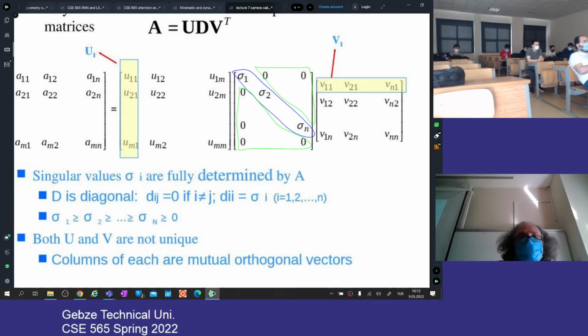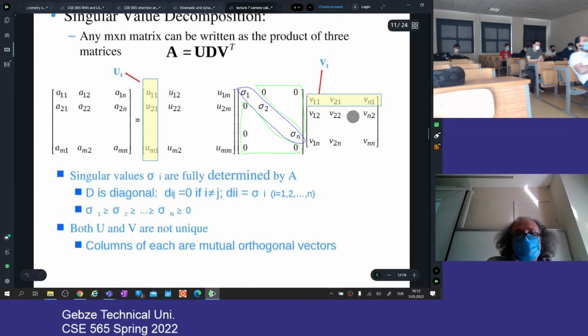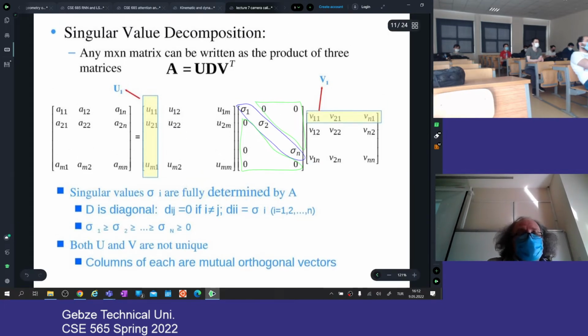But usually for nice matrices that can give us some solutions, they are non-zero values. Okay. U and V matrices are not unique. Depending on how you do the decomposition, U and V could be different, but I know that the columns of U and V are orthogonal.